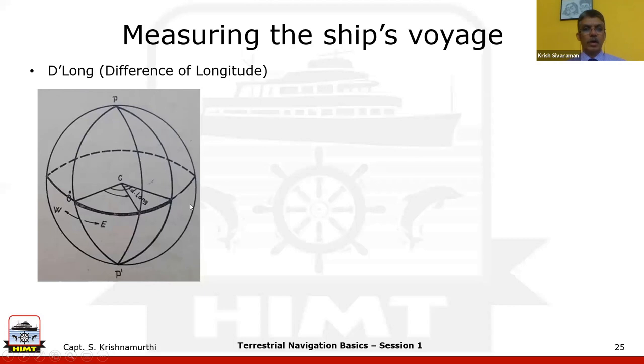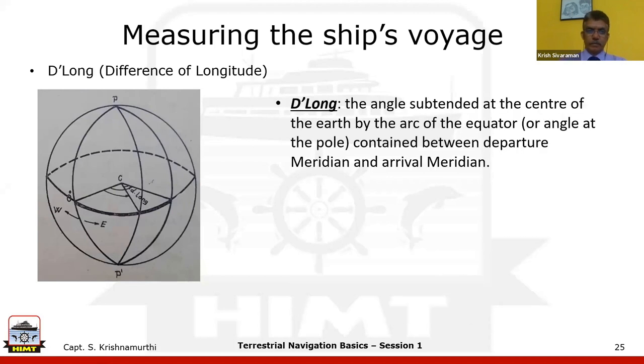So, how would you define D-long? D-long is the shorter arc of equator or small angle at the pole contained between two pair of meridians. Two pair of meridians? Parallels of meridians? Meridians are not parallel. Two meridians, that's all. The start meridian and the end meridian. Or you can call it the departure and the arrival meridians.